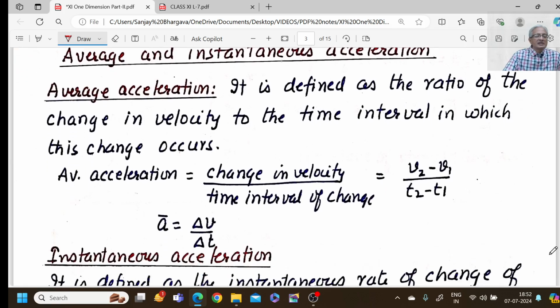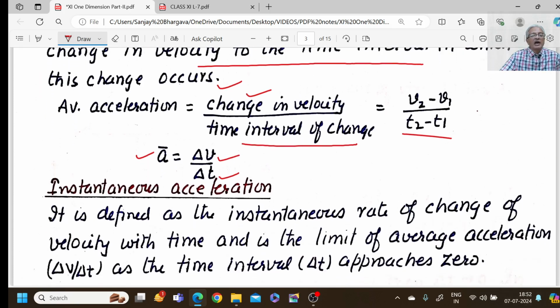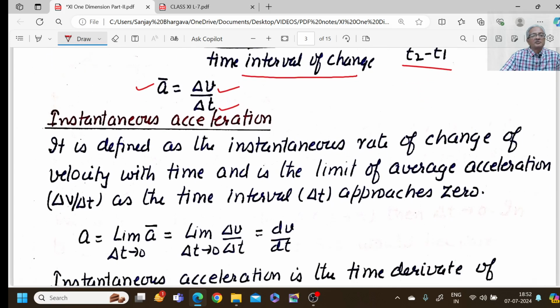Average and instantaneous acceleration. Let us first define average acceleration. It is defined as the ratio of change in velocity to the time interval in which the change takes place. So average acceleration is change in velocity upon the time interval for the change. It is equal to v2 minus v1 upon t2 minus t1. Average acceleration would be delta v by delta t as usual. This is the same way of description as for average velocity and average speed.